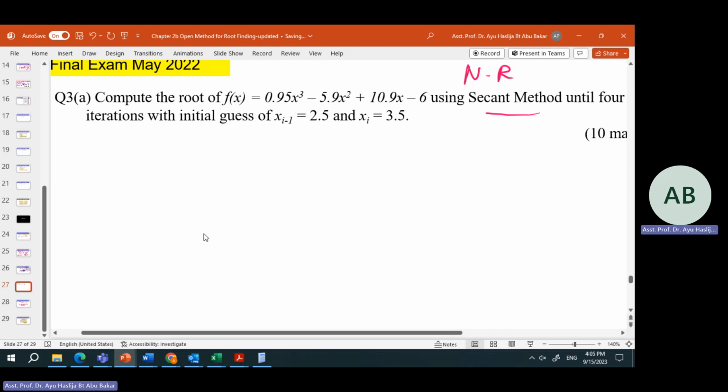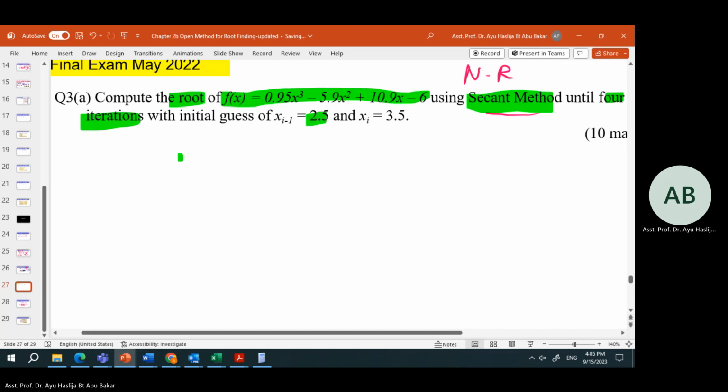Okay, the question asks you to compute the root for the given f(x) using secant method until 4 iterations. So this is your stopping criterion, 4 iterations only. Initial guess is this one, x_{i-1} and x_i.